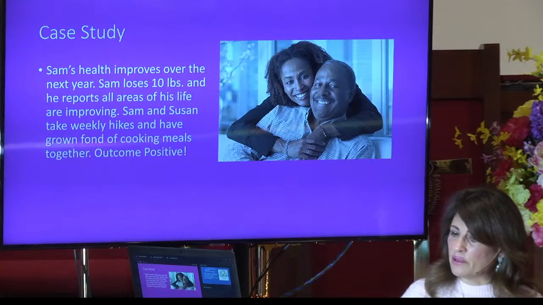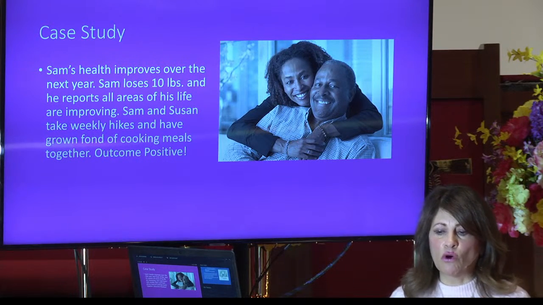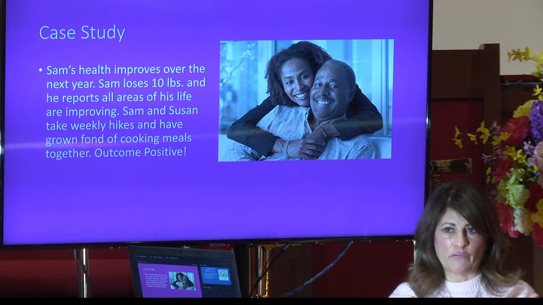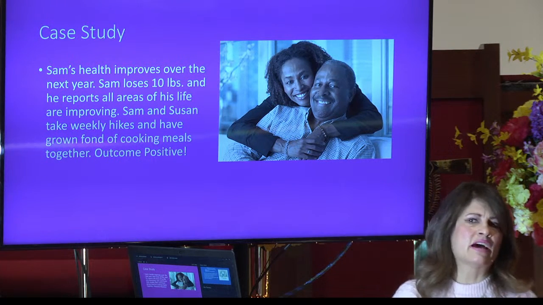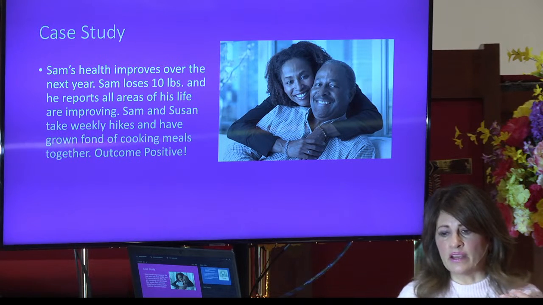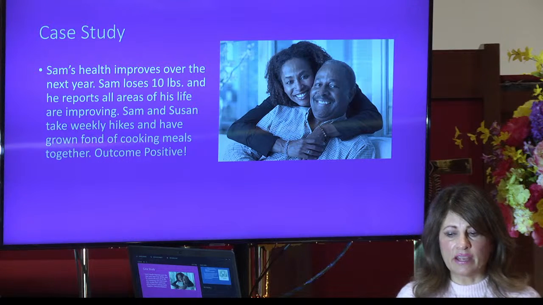Case study, Sam's health improves over the next year. Sam loses 10 pounds, and he reports all areas of his life are improving. His relationships are improving because his blood glucose is better. He's not as irritable. He's not tired. He feels good. He's getting exercise. He's eating right. Sam and Susan take weekly hikes and have grown fond of cooking meals together.